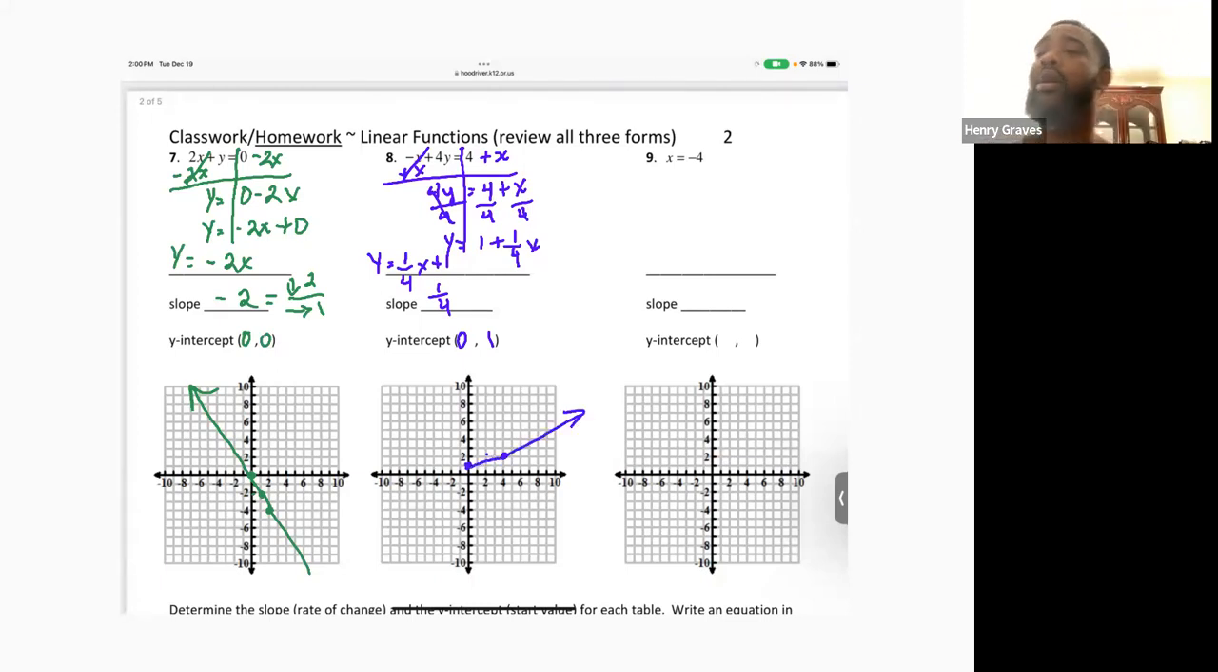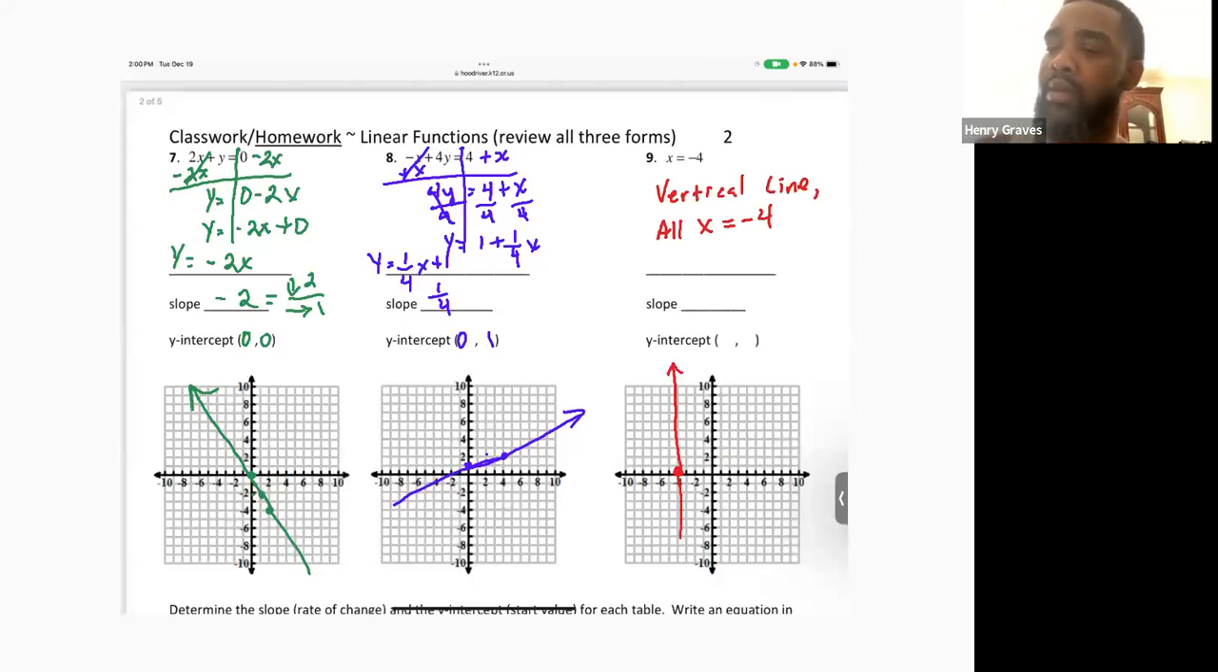Now on number 9, it says x is equal to 4. So if x equals 4, it's going to basically be a vertical line, right? So all x numbers equal negative 4. So if I find negative 4 right here and put a dot all the way up and down on negative 4, see that? So the slope here is none.